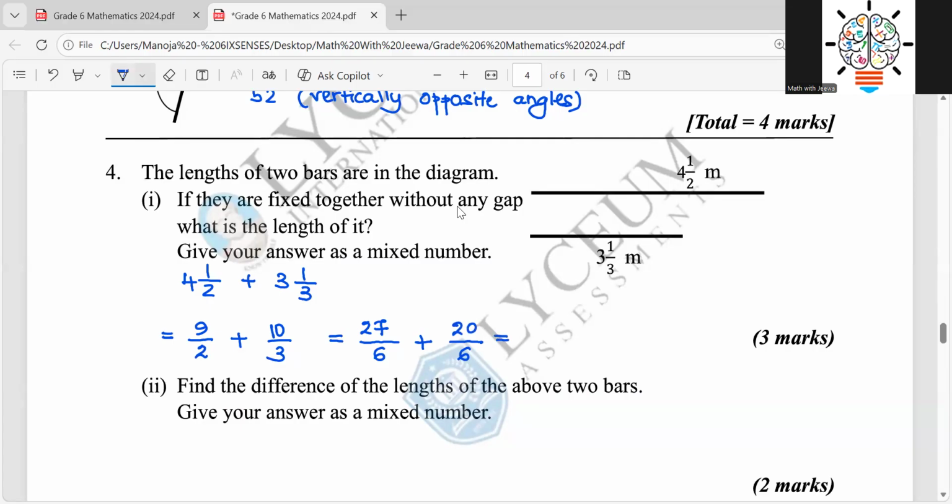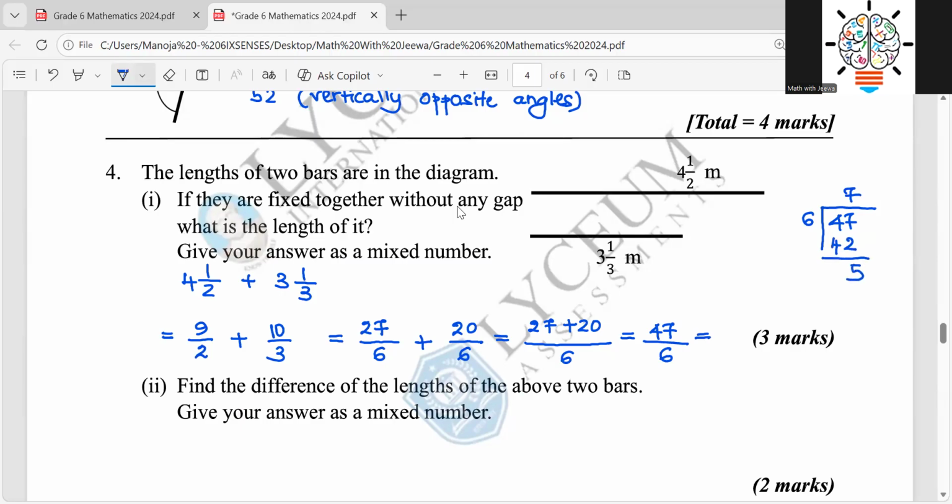So then we have the same denominator. You write it like this. Then you add 27 and 20. That gives me 47/6. Now I want to write the final answer as a mixed number. Why? Because the original values I can see in the question are mixed numbers. So then what I do, 47, I divide by 6, 6 times 7, 42, and you have 5, right?